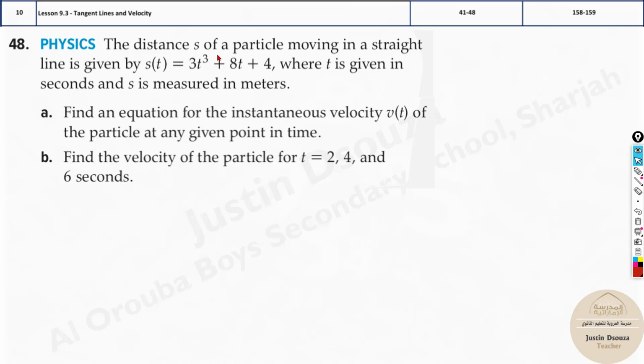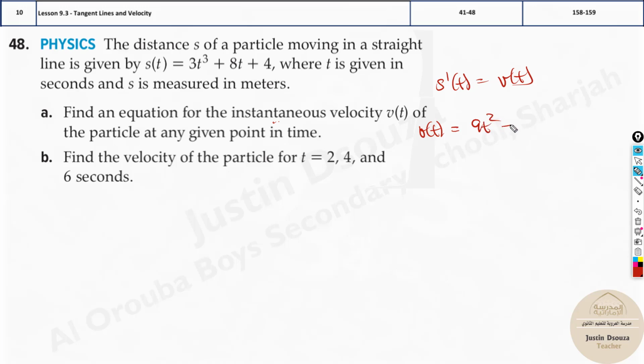The distance s of a particle moving in a straight line is given over here. That is s, that's position or distance, where t is given in seconds and s is measured in meters. Find an equation for the instantaneous velocity v of t of the particle at any given point in time. So now here they have told instantaneous velocity and distance is given. So write an equation, that is derive it. That will be velocity with respect to time. So velocity with respect to time is derivation.